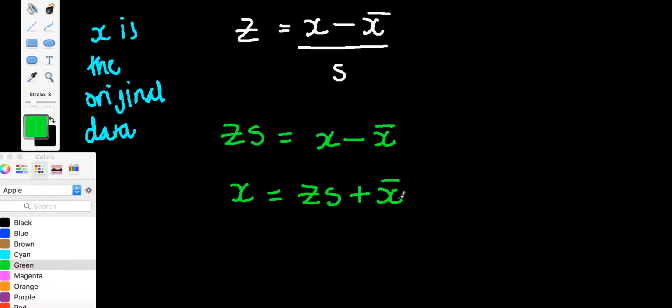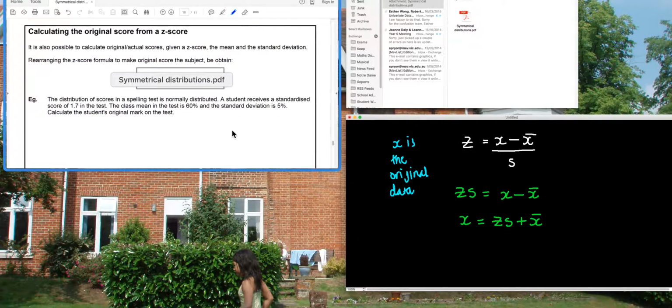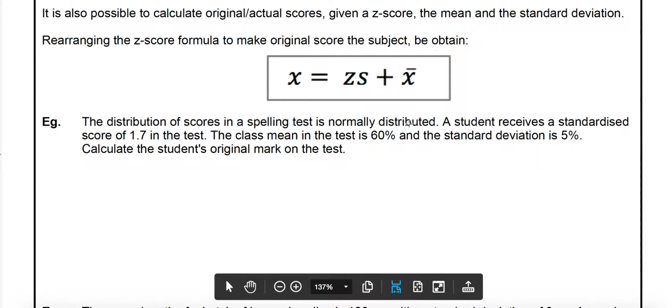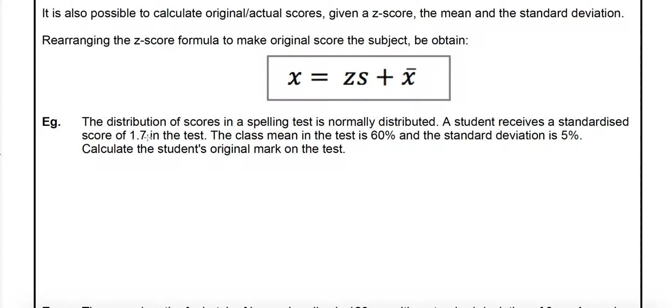And you'll see I've just rewritten it like this, so I've got the x at the start, and what you've got here is exactly what's in your notes, and this is the formula we're going to use to find the original score. So going back to this point here, an example of a question you might be faced with looks like this. Distribution of scores is normally distributed. We've got a standardized score of 1.7, and then we're given the mean and the standard deviation, because obviously we're not going to be able to work out the original score without that piece of information. Let's calculate the student's original mark on the test.